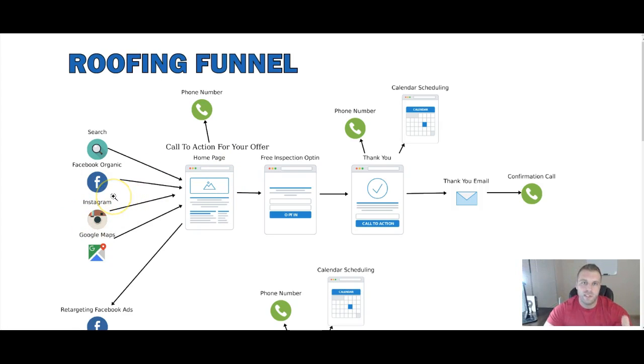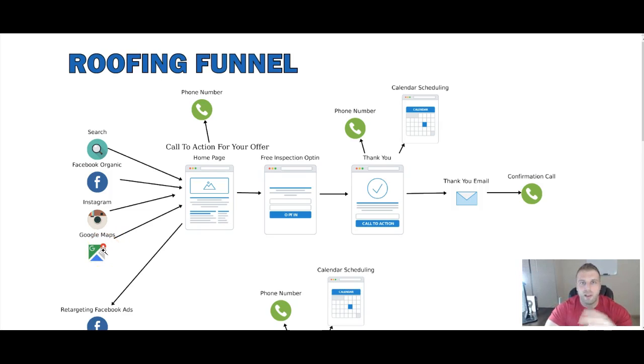Instagram, not too many people use Instagram for roofing companies, but you can use it to show off your jobs. It's probably not going to generate tons and tons of traffic, but it's not the worst idea. And Google Maps. Now, Google Maps is probably one of the most important things for a local business.